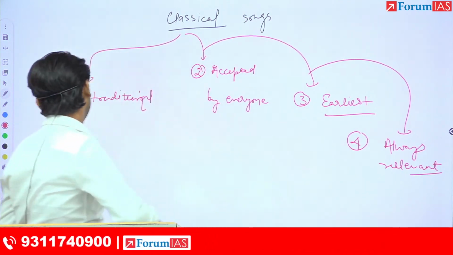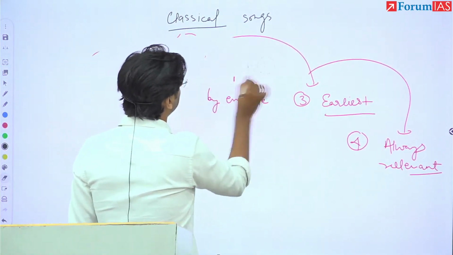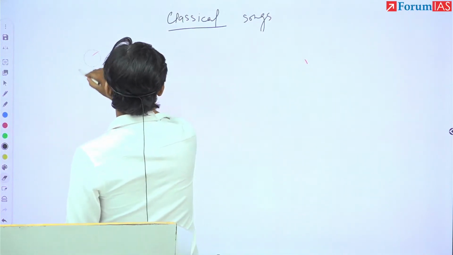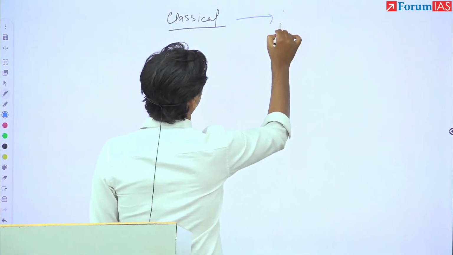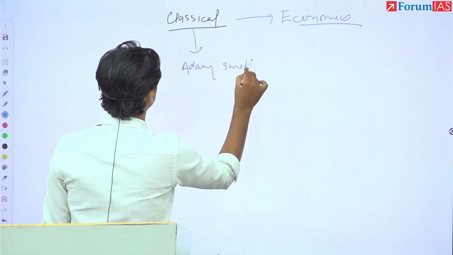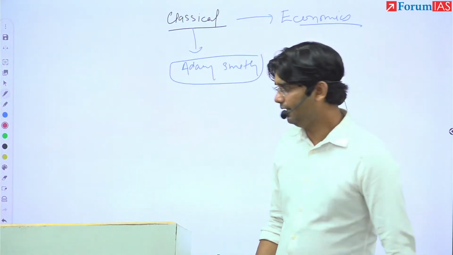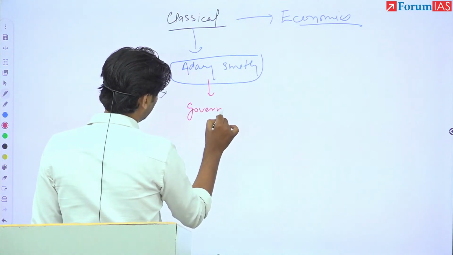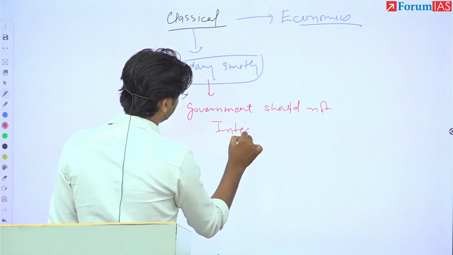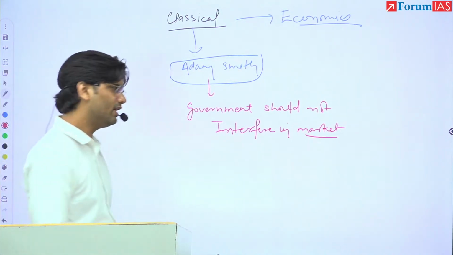Right? But in social science, classical originated from economics. This word came into the picture for the first time in economics when one thinker, his name was Adam Smith. Adam Smith, you may have heard his name, a very famous thinker. He gave this theory that government should not interfere in the market. What is this market? Market means private sector.